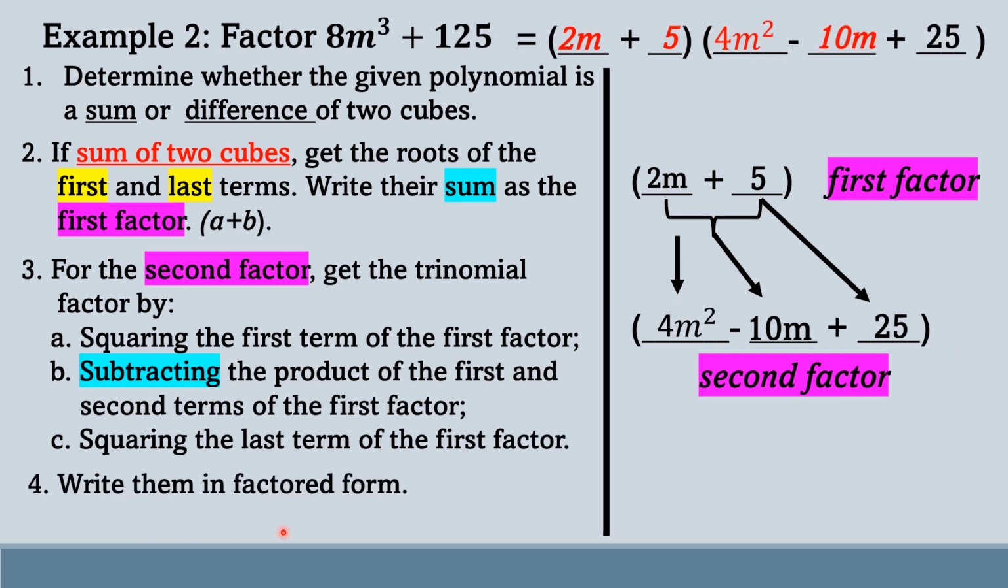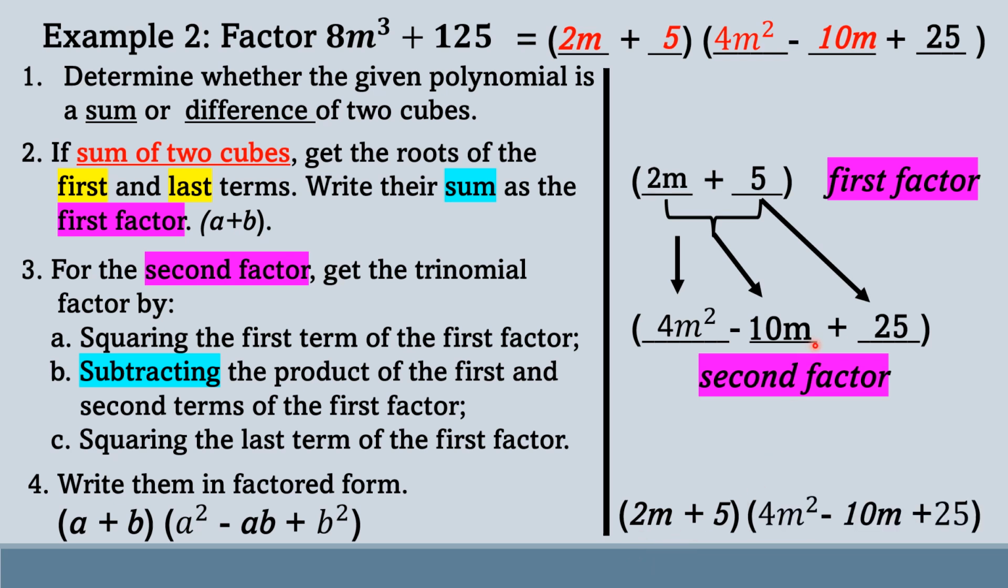Next step, we are going to write them in factored form. So meaning to say, the first factor is the quantity of 2m plus 5, and the second factor is the quantity of 4m squared minus 10m plus 25. So the complete factor of 8m cubed plus 125 is equal to the quantity of 2m plus 5 times the quantity of 4m squared minus 10m plus 25.